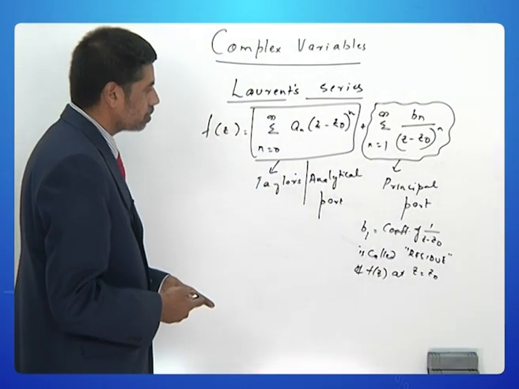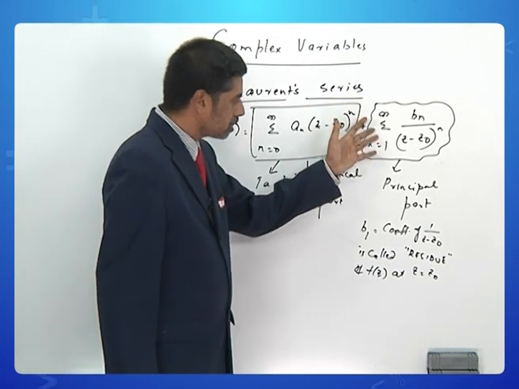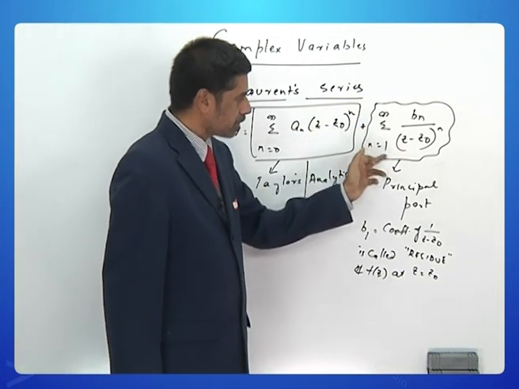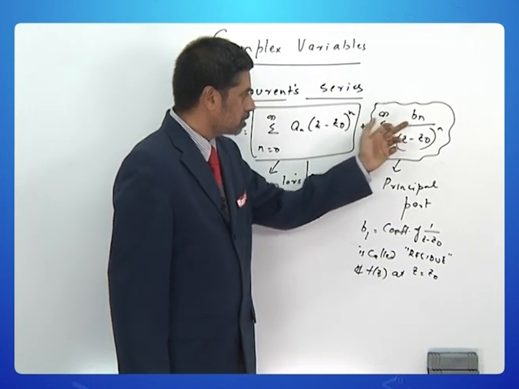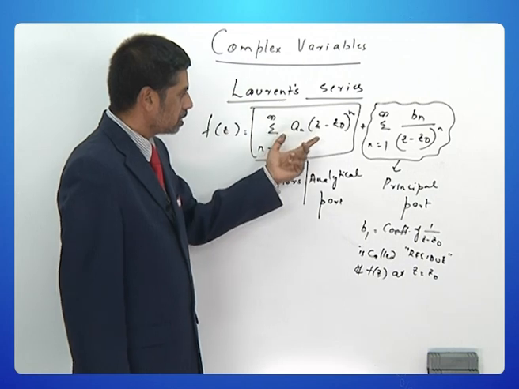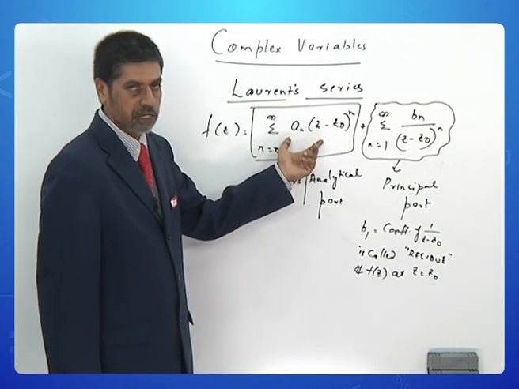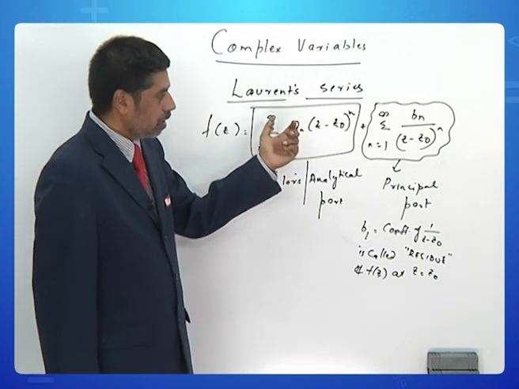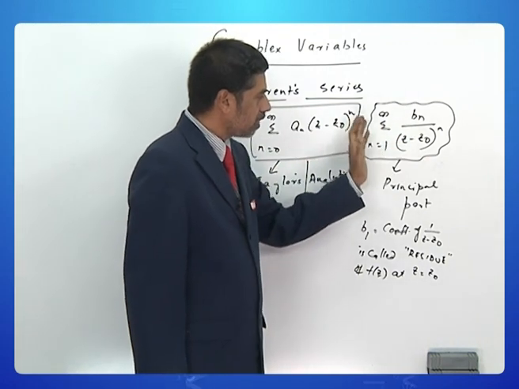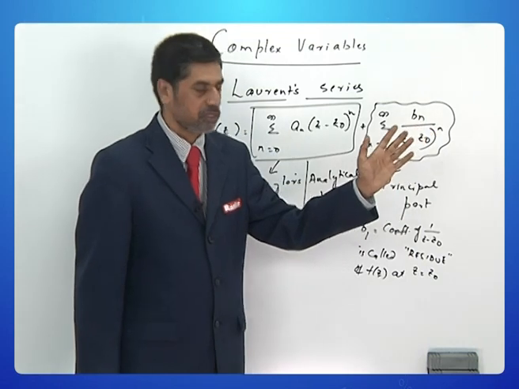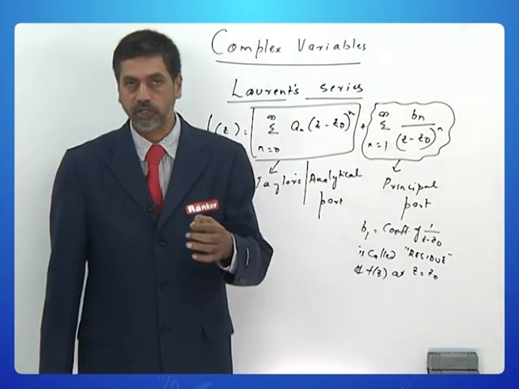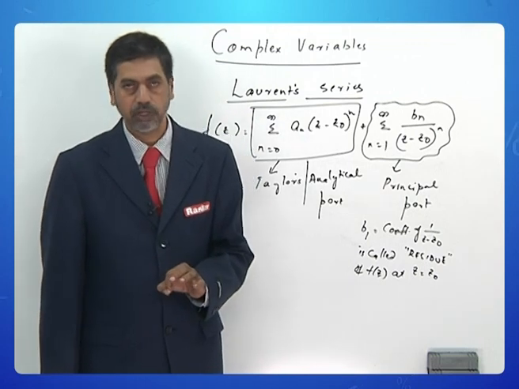Another issue which comes up is the nature of the principal part. If we have no principal part at all, that is all bn are 0, then only this part is left out, and then the function simply represents the Taylor's expansion. On the other hand, if this term contains infinitely many number of terms, then z0 is called a singularity, which is specifically called an essential singularity.